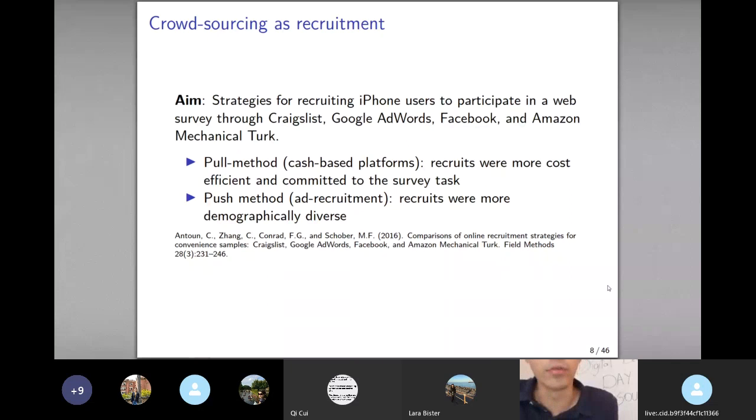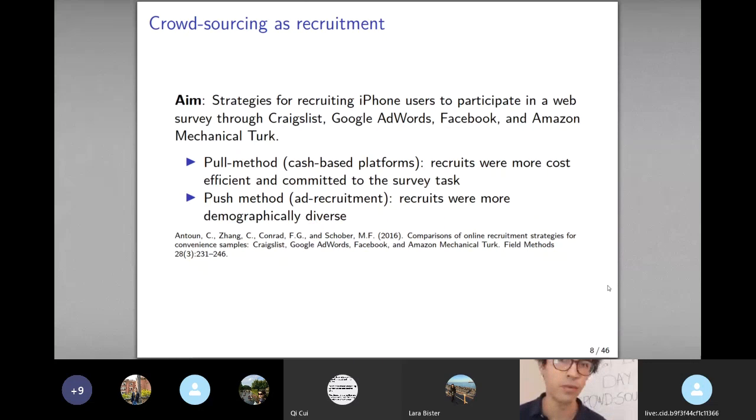This is work done by people. So you have these mini jobs where you say, I have this task and it is going to take so many hours, and then people in different parts of the world can accept the job and get paid for it. It's like the handwork behind the whole artificial intelligence industry. They were using these different strategies to recruit iPhone users to fill in a survey. And they basically distinguish between two types of ways in which you can recruit people.